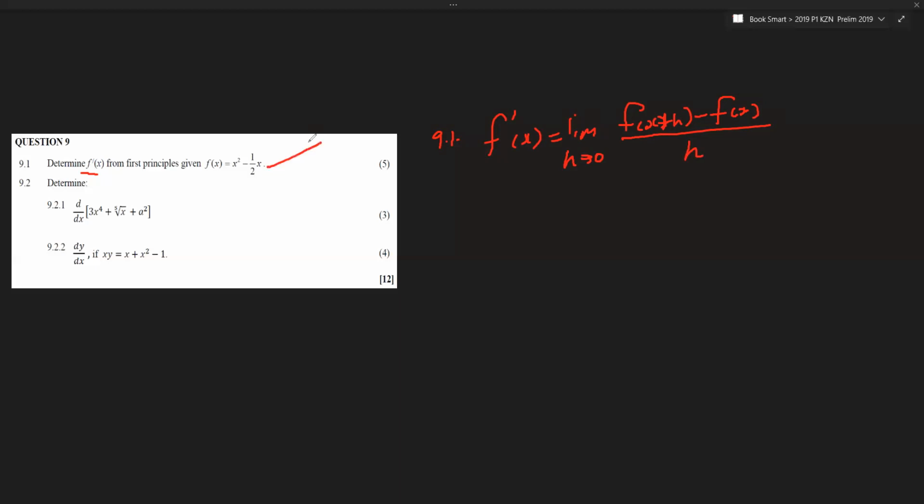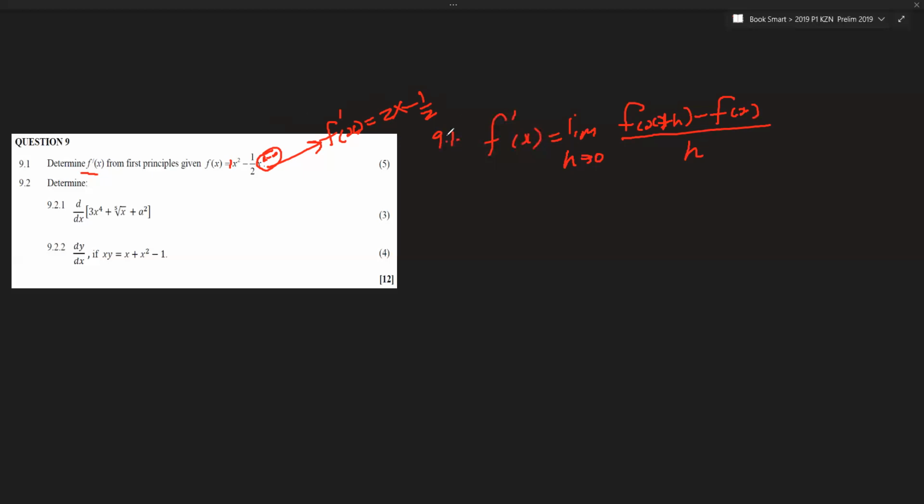But before I start with first principles, I always do it using the rule so that I know what my answer is going to be. Remember, here I have 1. If I do the rule, it's going to be 1 times 2, which is 2x, and then 2 minus 1. Remember, always minus 1 on the exponent, so it just remains that. Then here there's an invisible 1 as well. 1 times negative half is negative half. And here you're going to have 1 minus 1, which is 0, so this part will disappear. So my answer must be this at the end.